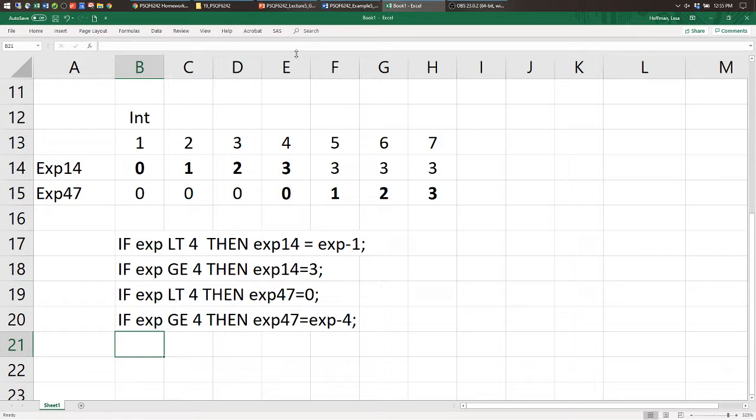So this is an example of one predictor in terms of concept, experience, but being represented by two different slopes. Okay, questions?